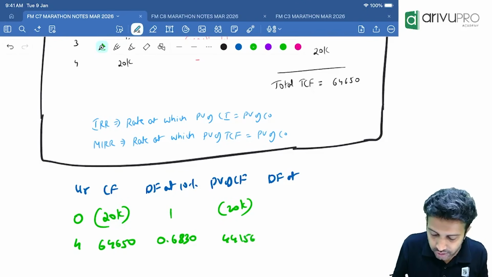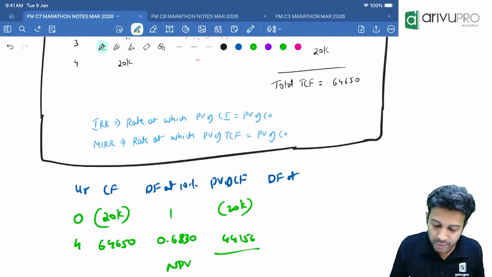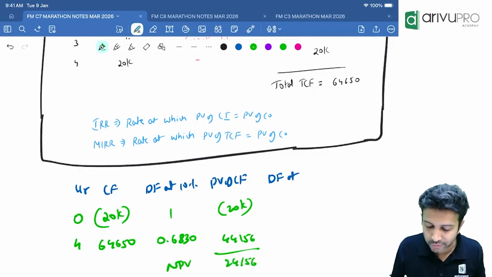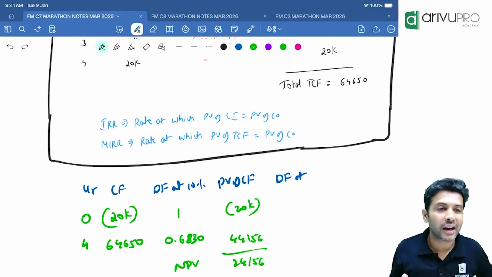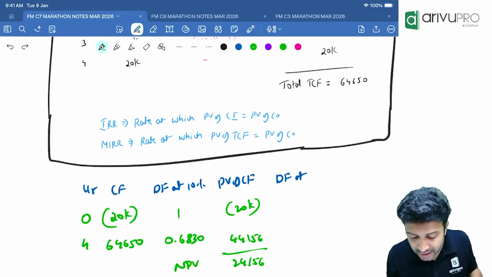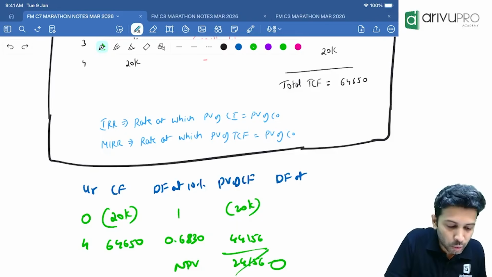44,156. So correct. Matching. Now what is your NPV now? What is your NPV? These two, if you do, you will get 24,156. Positive. So that means is 10% my MIRR? No. If 10% was MIRR, this value should have become 0. Is it 0? No. That means we have to do what now?